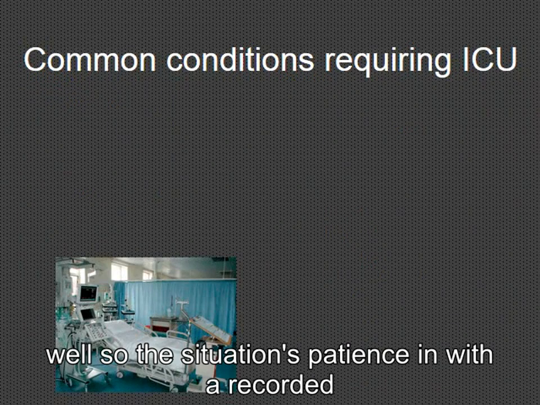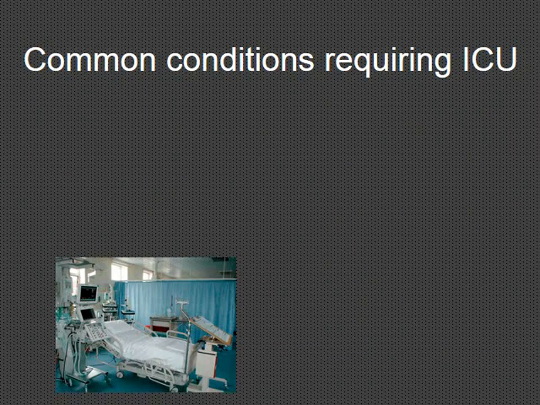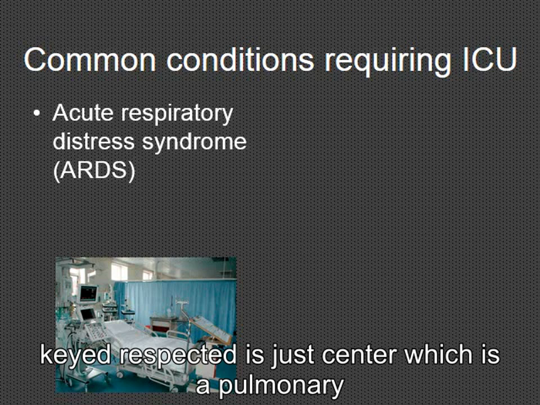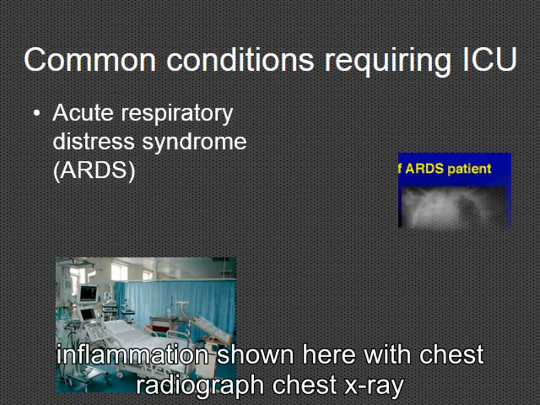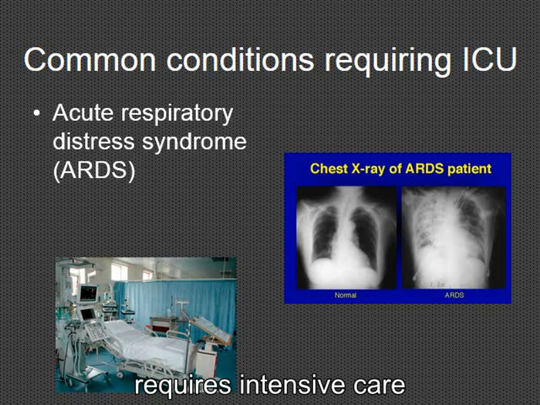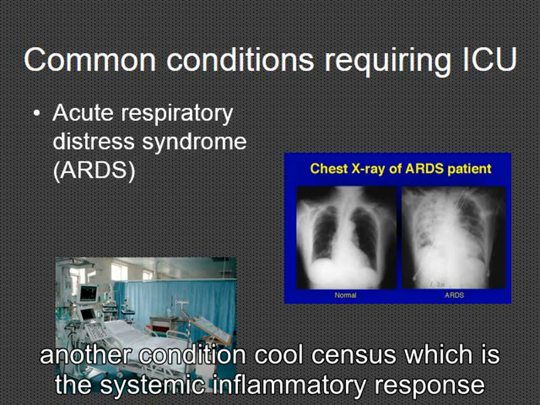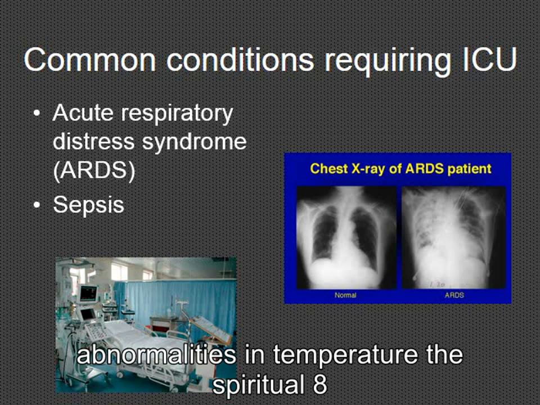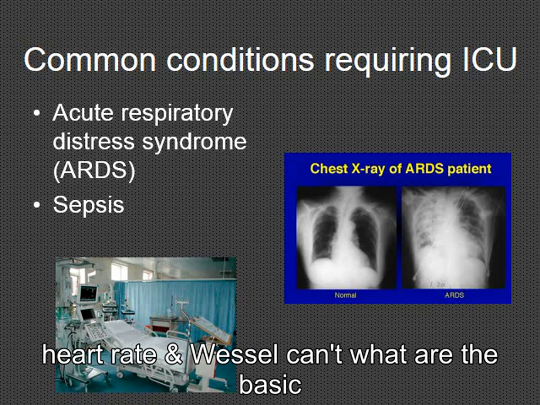What sort of situations are patients in when they require intensive care? One condition called ARDS, acute respiratory distress syndrome, which is a pulmonary inflammation, shown here with a chest radiograph, chest x-ray, requires intensive care. Another condition called sepsis, which is the systemic inflammatory response syndrome to infection. Sepsis is diagnosed by abnormalities in temperature, respiratory rate, heart rate, and white cell count.